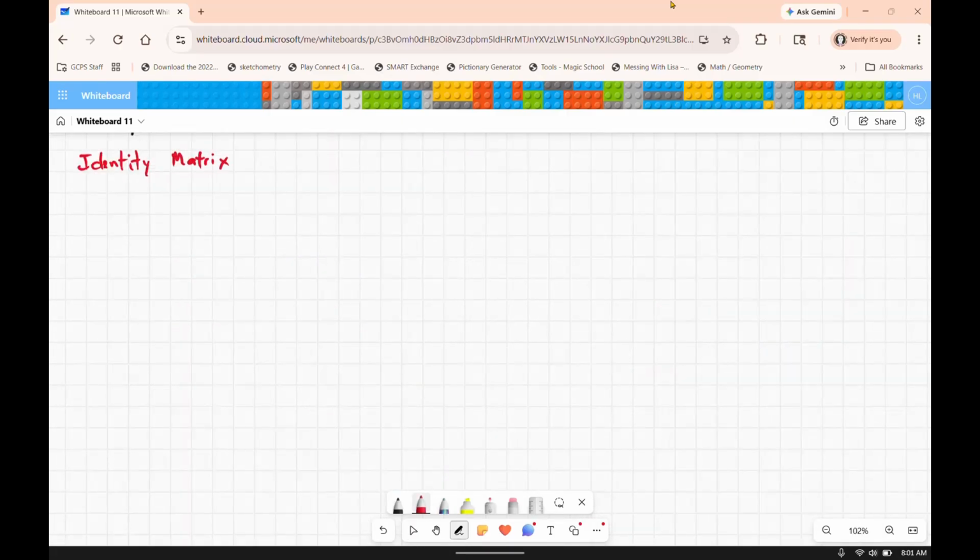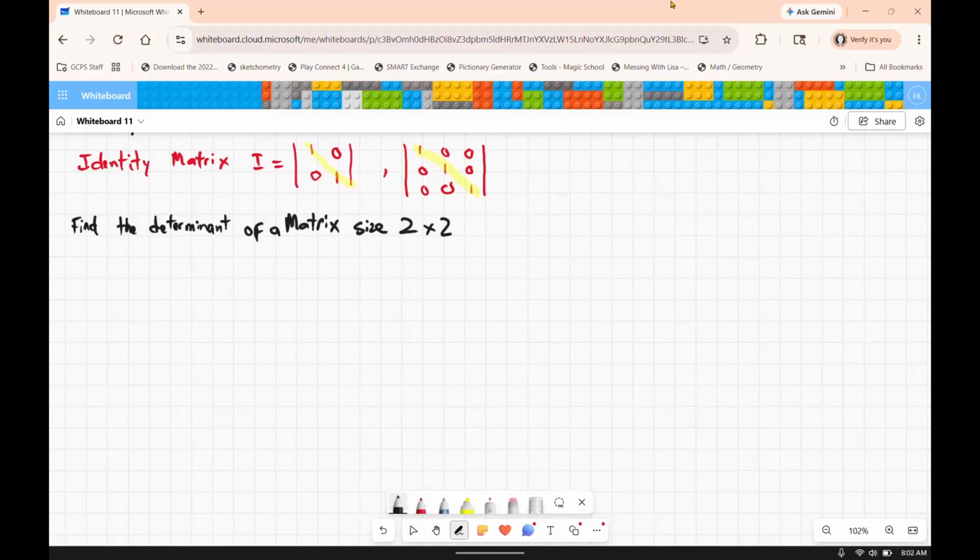The identity matrix, we use the letter I, is when you have the number 1 like this. So this is a 2 by 2 identity. Or we can have 3 by 3. So we have 1, 1, 1, and we have 0s everywhere else. If you have a diagonal like this, all the diagonal numbers equal to 1 and everywhere else equal to 0, we call it an identity matrix.